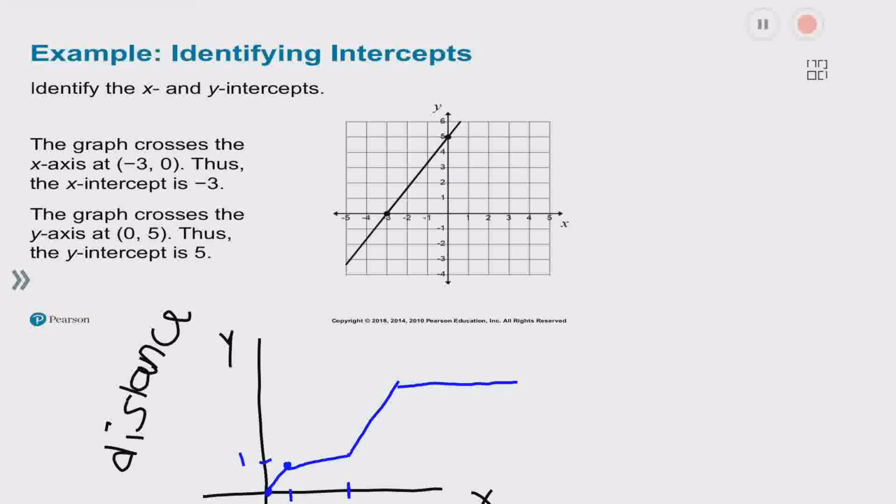So an absolute value function looks like a V. And if it's negative, it's going to look like an upside down V.